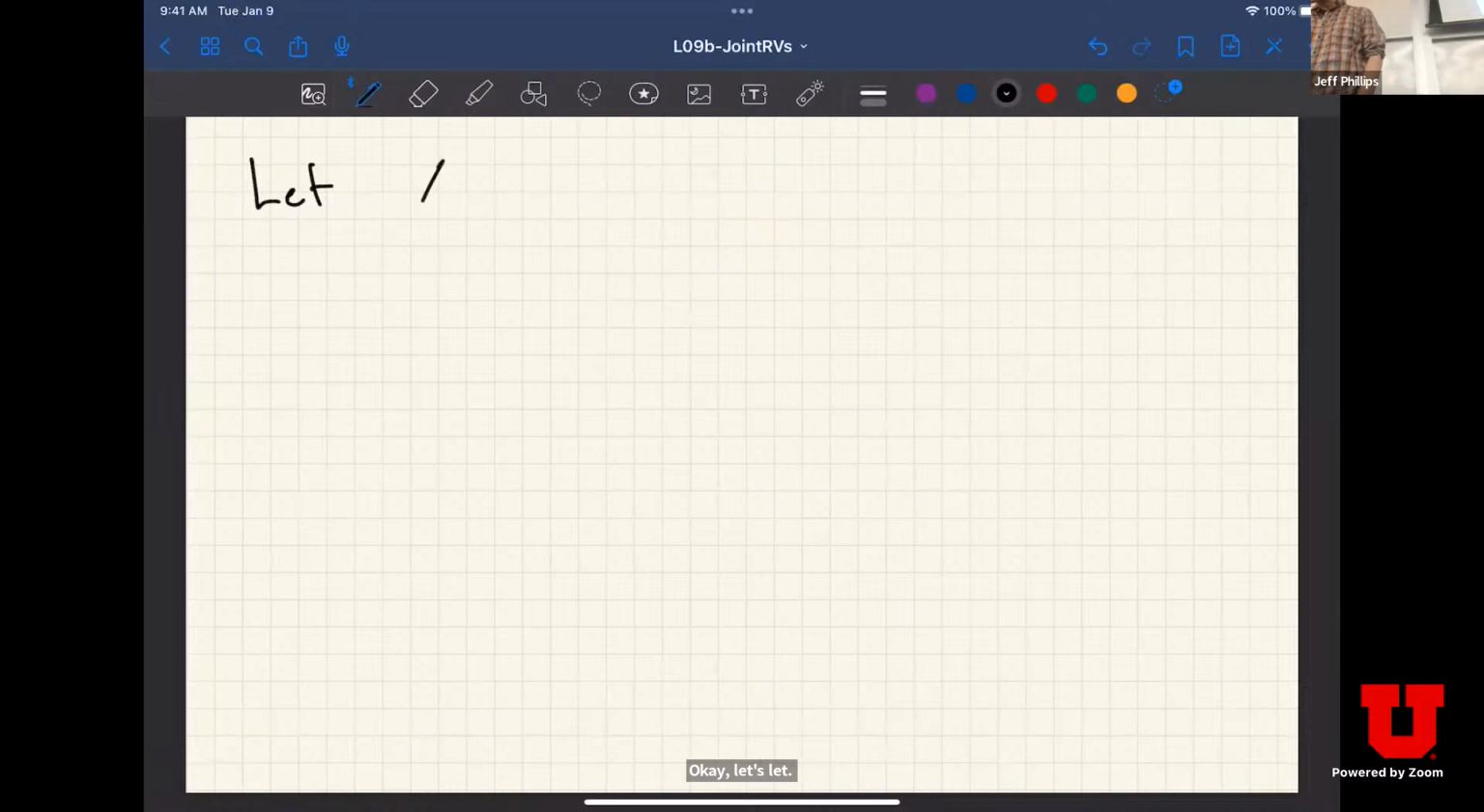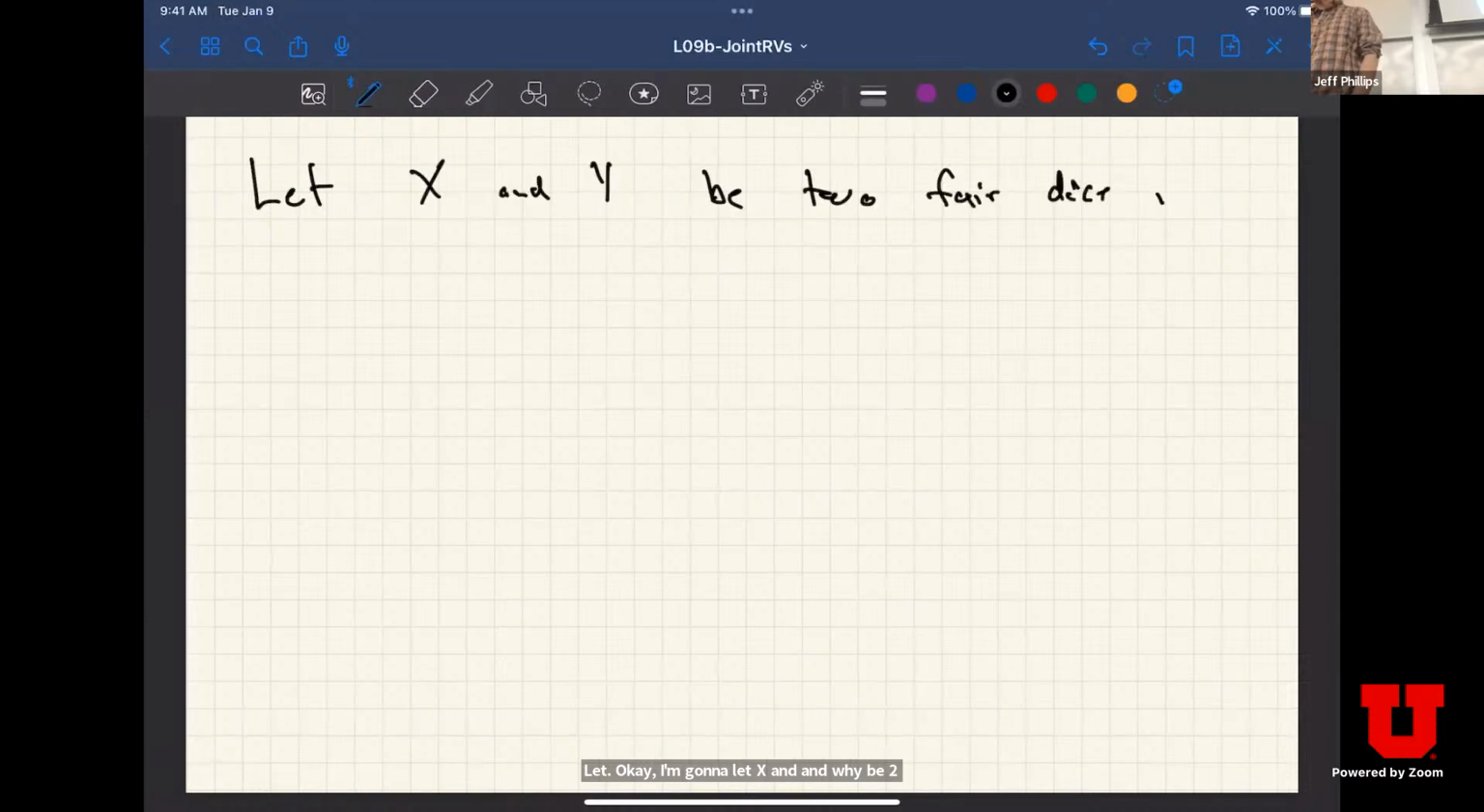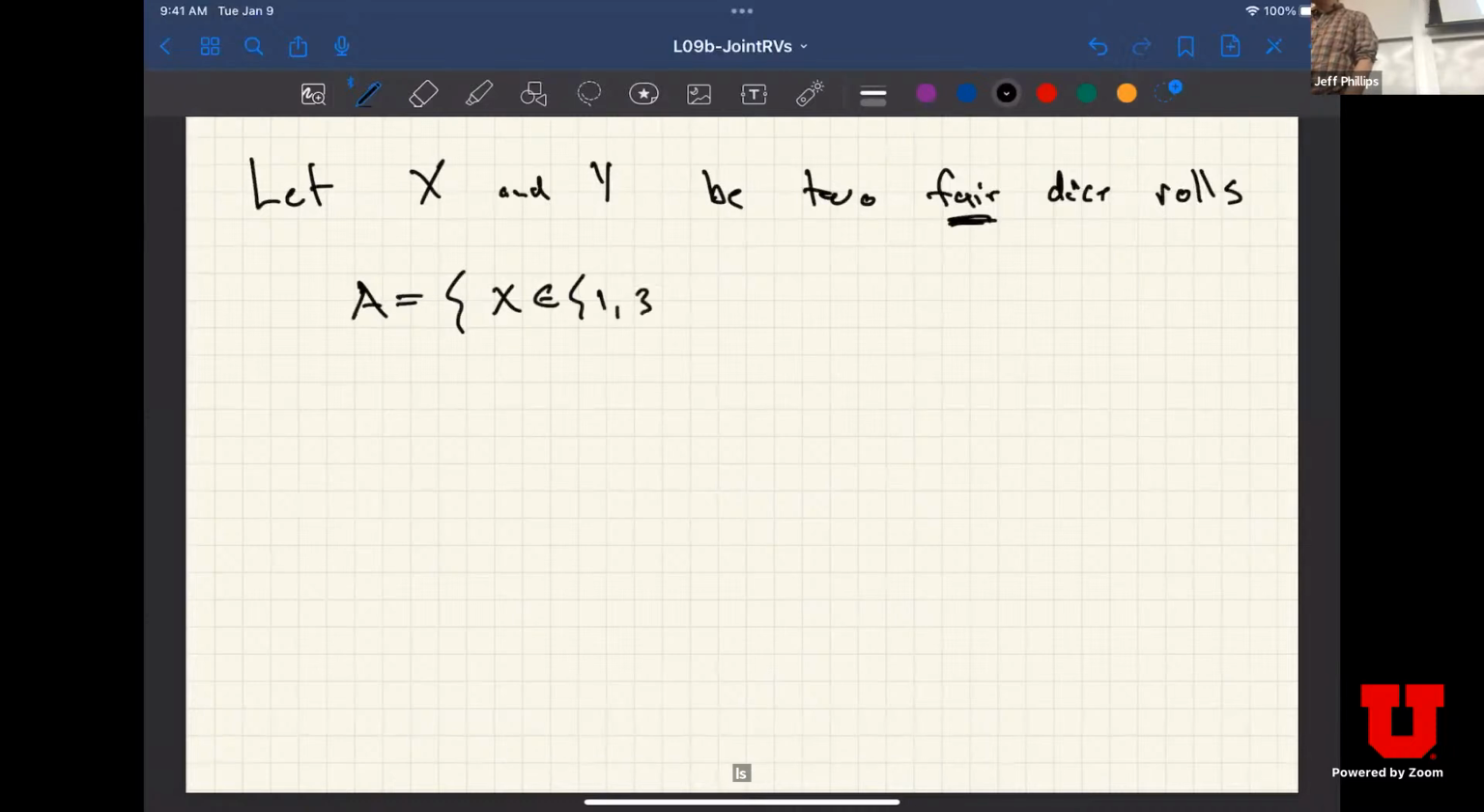Okay, I'm going to let X and Y be two fair dice rolls. So now these dice are fair; I'm not playing with the non-fair dice. So it's a new example. Let's say the event A is that X is in the set 1, 3, 4, and event B is that Y is in 1, 2.